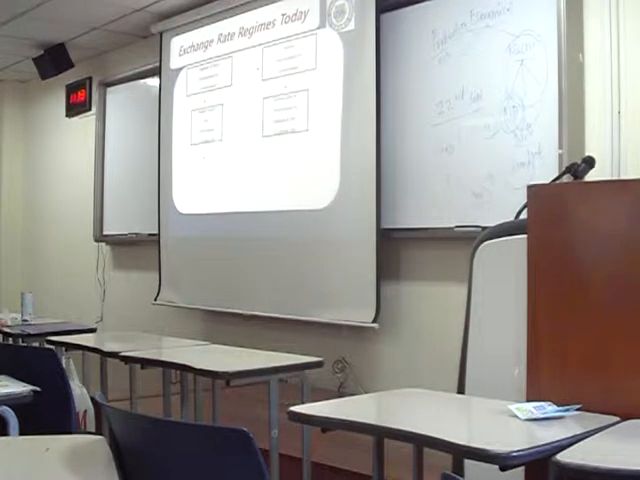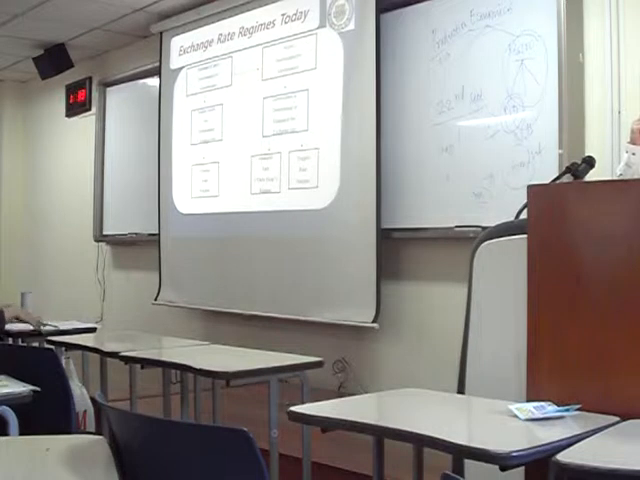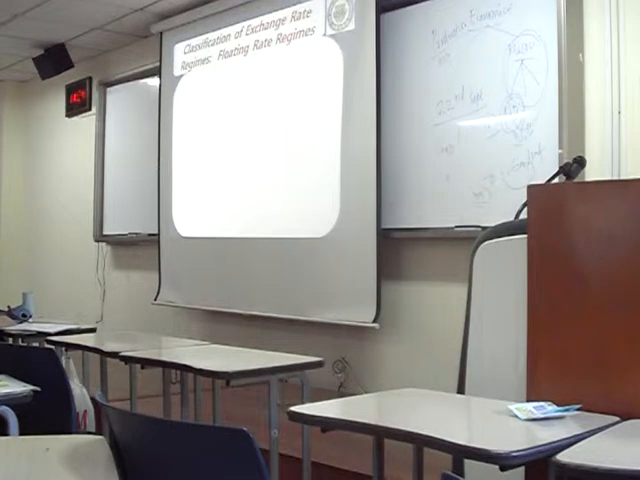What are the three exchange rate systems? Floating, managed, and pegged. Okay, and what's the difference between them? What decides the floating rate? Market, right? So supply and demand.